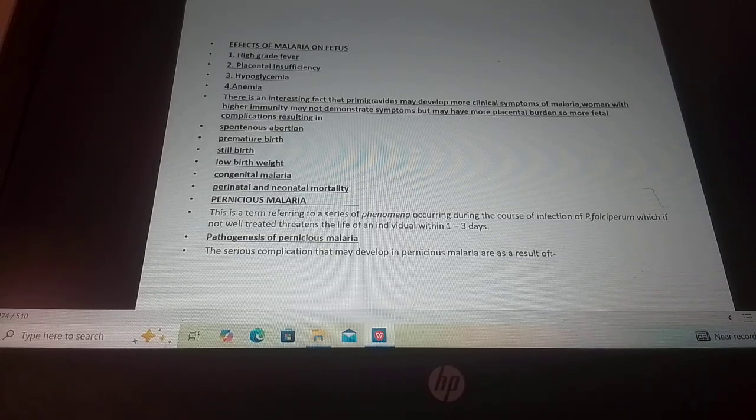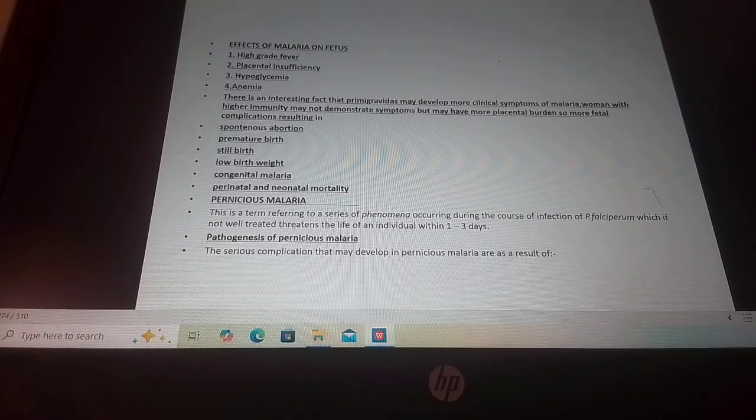One, we are talking about high-grade fever. Two, we can have placental insufficiency. Hypoglycemia remains to stand out, and then anemia is another thing. So there is a very interesting fact here, that these primigravidae may develop more clinical symptoms of malaria. However, women with higher immunity may not demonstrate those symptoms. So we are saying that that will lead to more placental burden, and more fetal complications will occur.